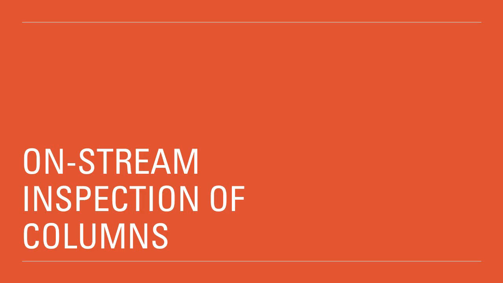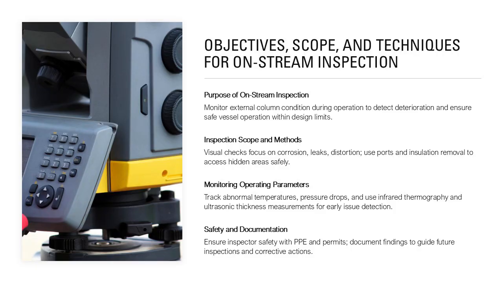Objectives, scope, and techniques for on-stream inspection. On-stream inspection refers to inspection activities performed while the column is in operation, without shutting down the unit. The primary objective of on-stream inspection is to monitor the external condition of the column, detect early signs of deterioration, and verify that the vessel continues to operate safely within its design and integrity limits. API 510 requires periodic external inspections, and API 572 provides practical guidance on how inspectors should carry out these activities effectively and safely.